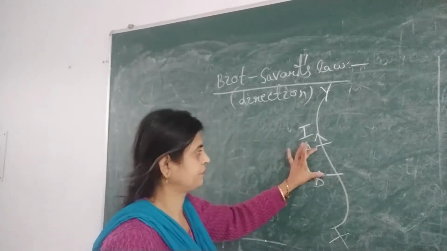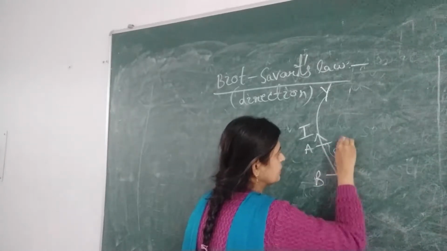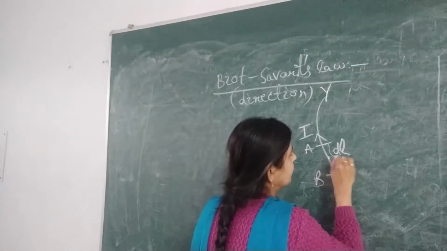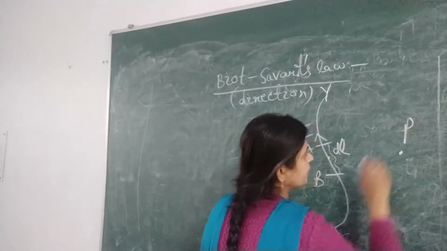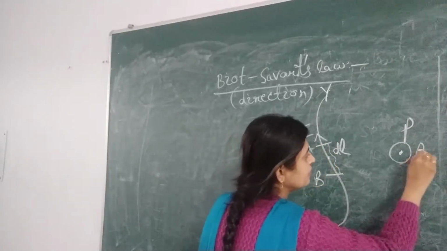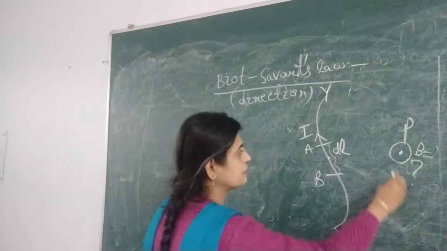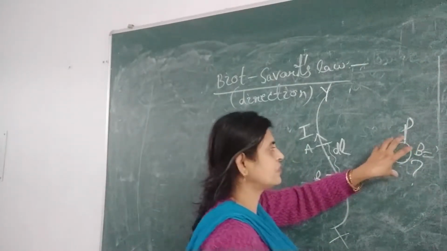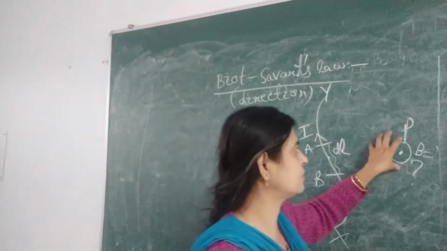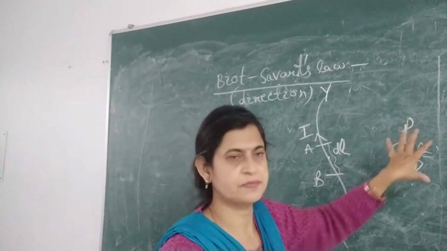AB, whose length is suppose dl, and P is a point where we have to find out the magnetic field. In other words, we can say P is the point of observation where we have to find out the magnetic field or the strength of the magnetic field.